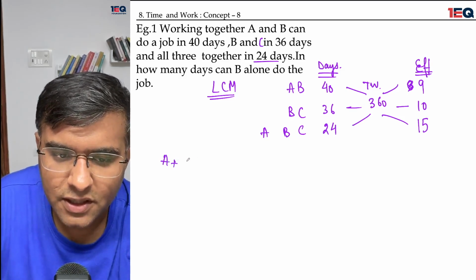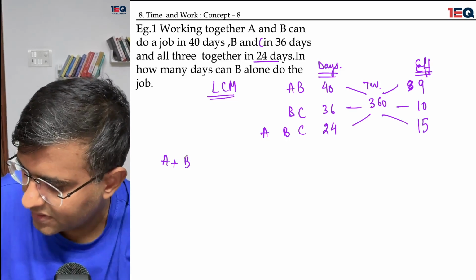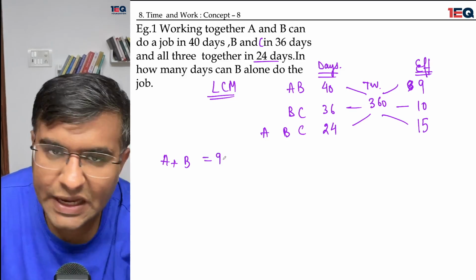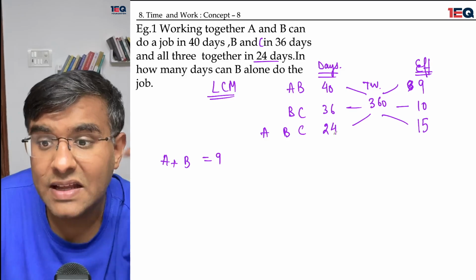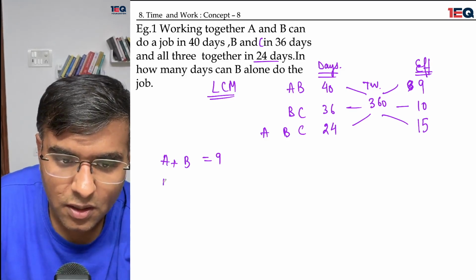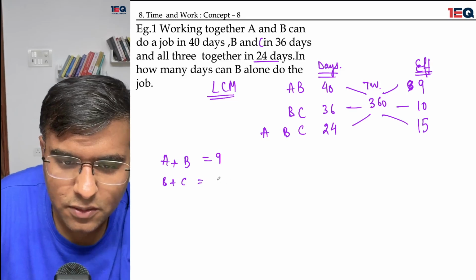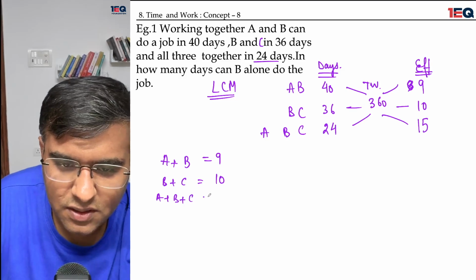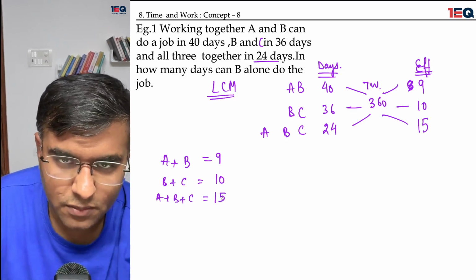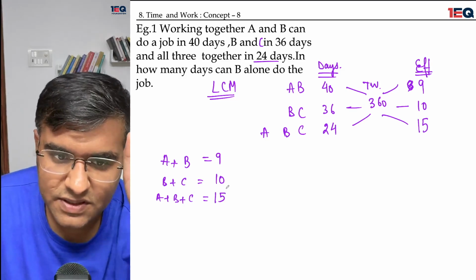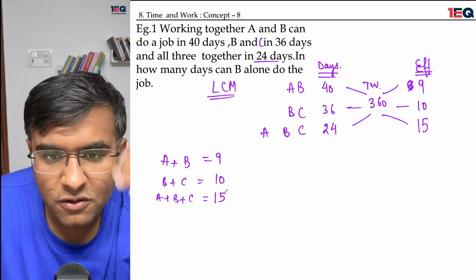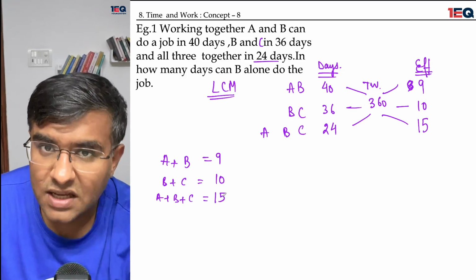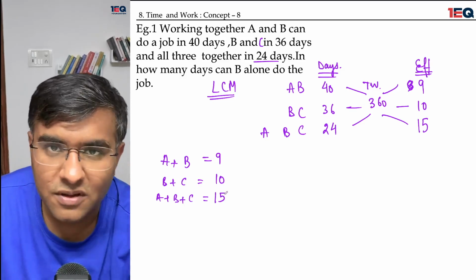See, simple linear equation solving helps me out in this way. A plus B is equal to 9. I cannot say A plus B is equal to 40 days, but I can say that A plus B is equal to 9. B plus C is equal to 10. A plus B plus C is equal to 15. Now I need to find out the value of B from these three equations. I have three equations, I have three variables. I'll quickly find out the value of B.